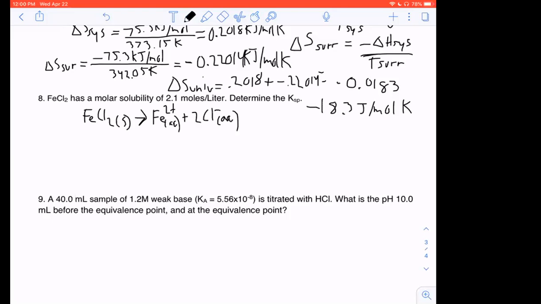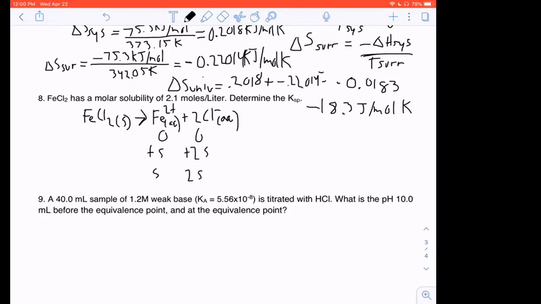So if you think about what the ICE table would look like, initially you have 0 of both. For this, you're going to add S or X, whichever you use. This one, since there's a 2 in front of it, you're going to add 2S. And so at equilibrium, you have S and 2S.